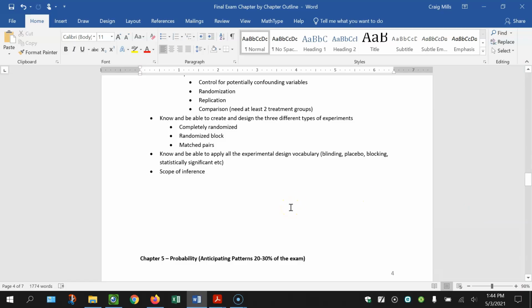Blocking. Statistically significant means your results are significant, so you can conclude that A caused B. Taking this pill caused a decrease in blood pressure.